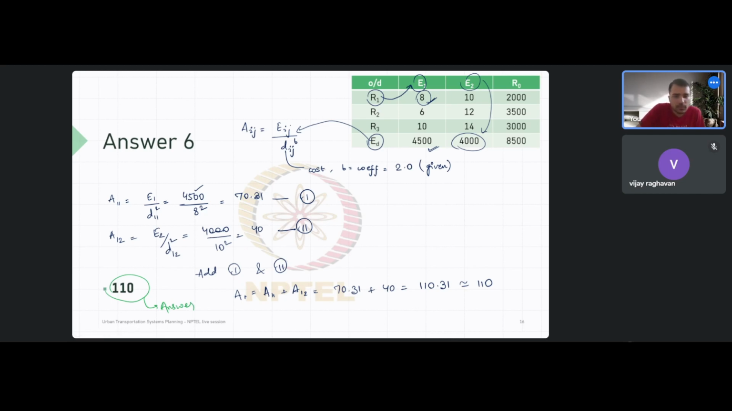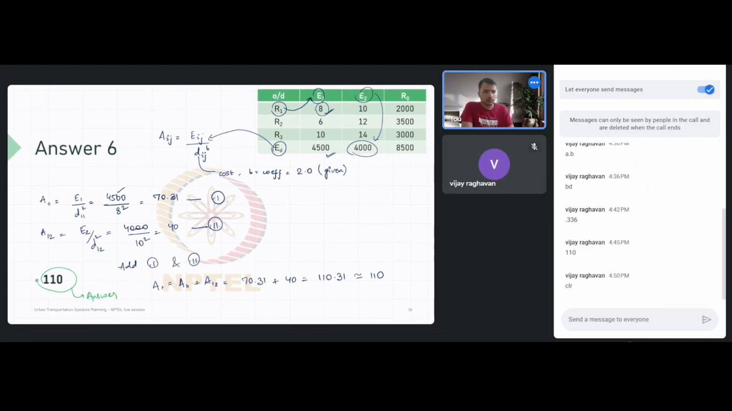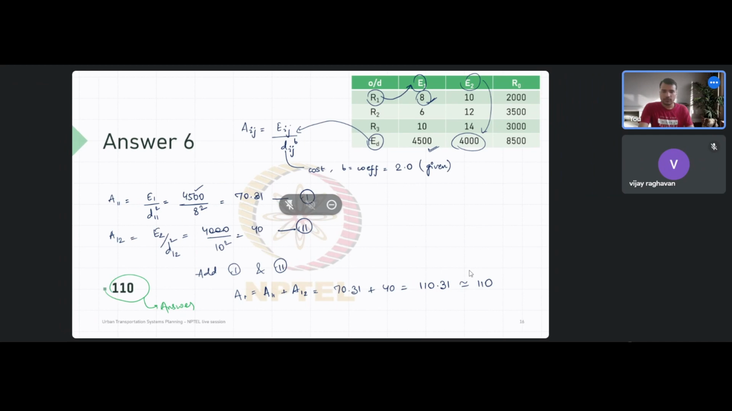So is it clear? Okay. So we'll move ahead now. Moving to question 7.